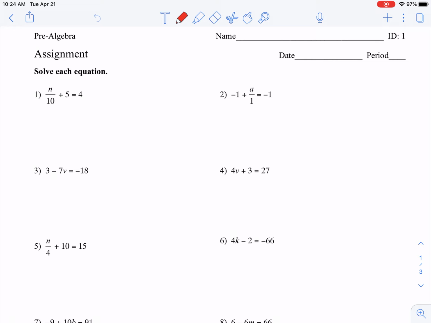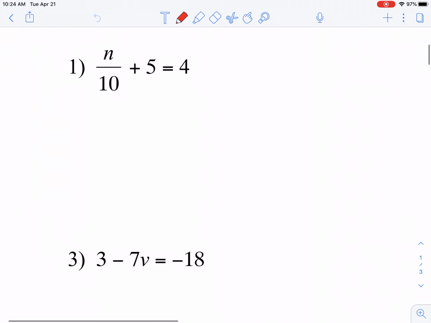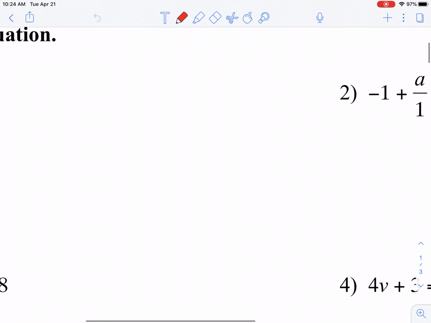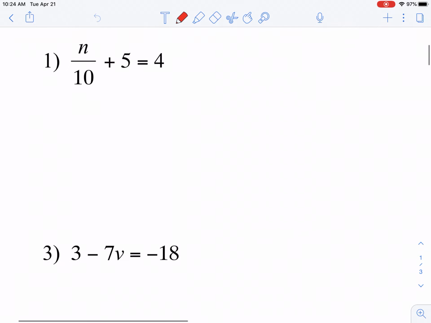So if we look at problems number 1 and number 3, these are really the two types of problems that you're going to have. Now, they may be written in a little bit different order. For example, if you look at number 4, it's a little bit different, and number 2 is a little bit different than number 1. But they're really the same steps.